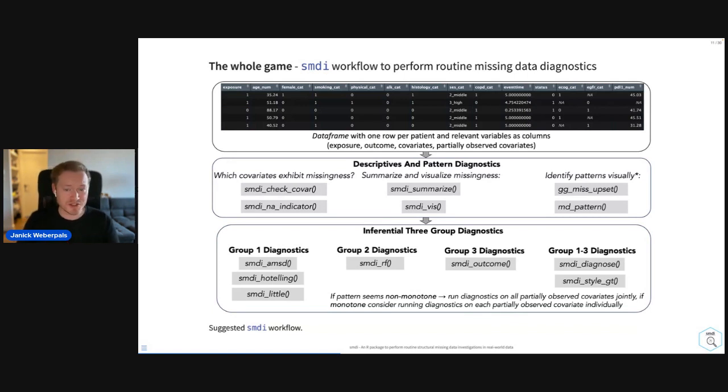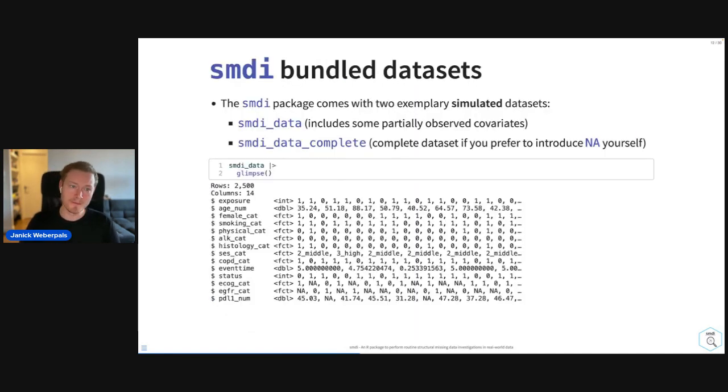Here are a couple of functions to do that. So you would start with just summarizing and describing the missingness and identifying the patterns visually, which can, for example, be done with set visualization techniques. Then you would go on to the inferential group diagnostics that we validated in our simulations, for which we then also have different functions that I want to walk you through right now.